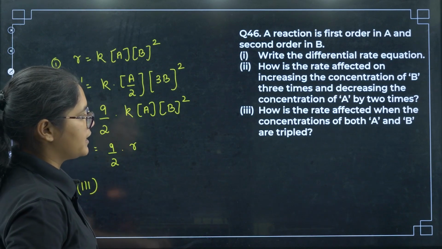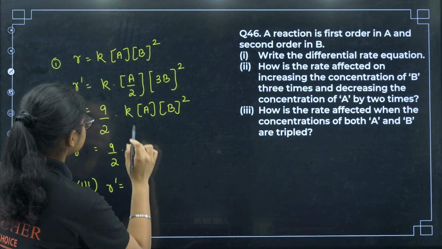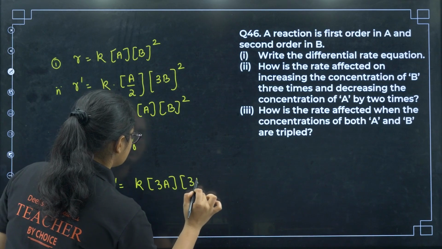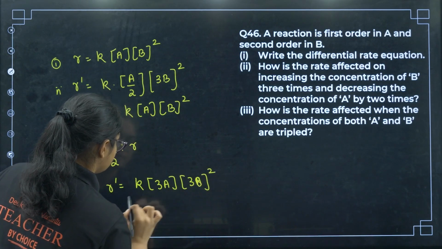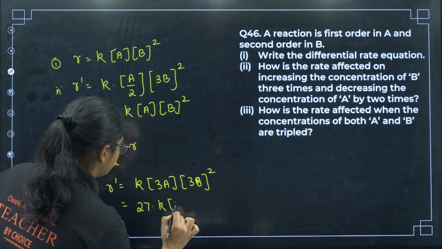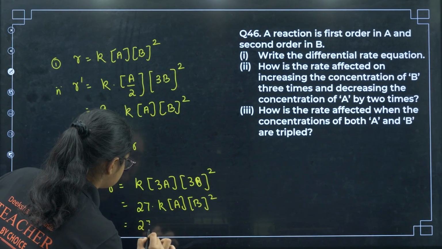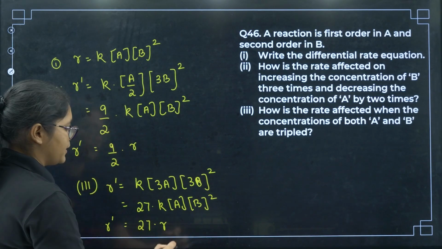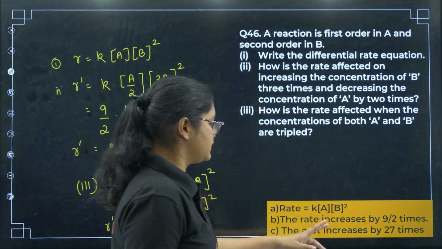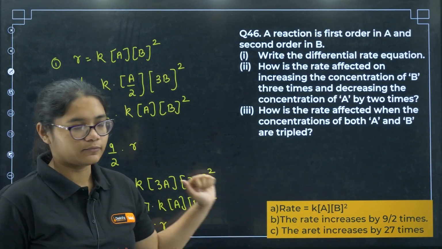How is the rate affected when the concentration of both A and B are tripled? So I can write like this, A is also tripled, right? So it is 3A and B is also tripled, 3B square. So I will get 3 3s are 9, 3 9s are 27K into A into B square, or I can write it as 27R. R dash is equal to 27R. So yes, the rate increases by 27 times, here the rate increases by 9 by 2 times, and the differential rate equation is this one, okay.